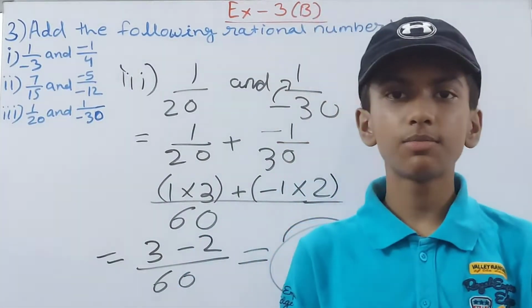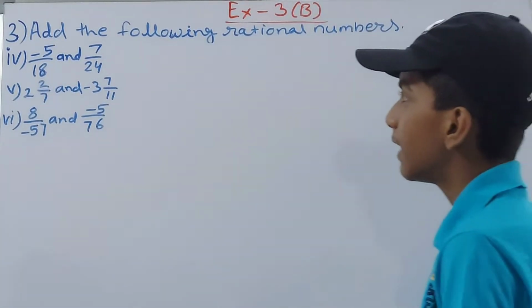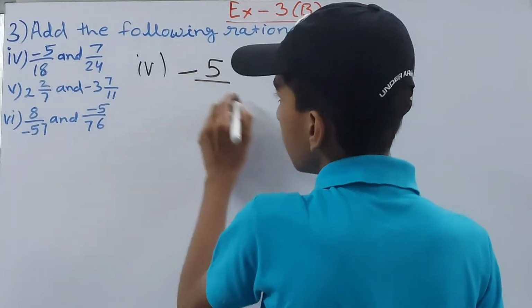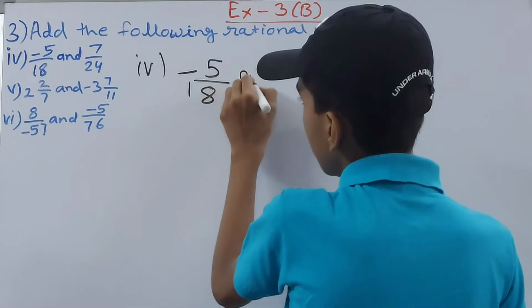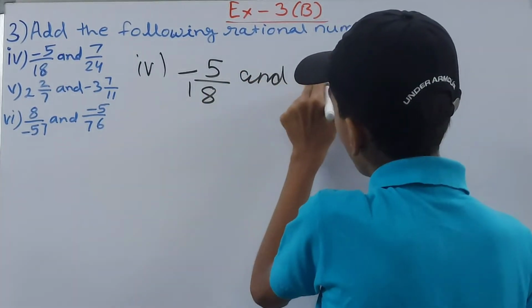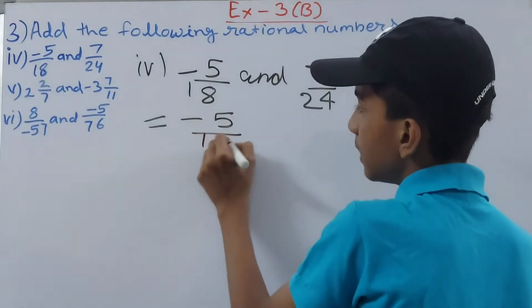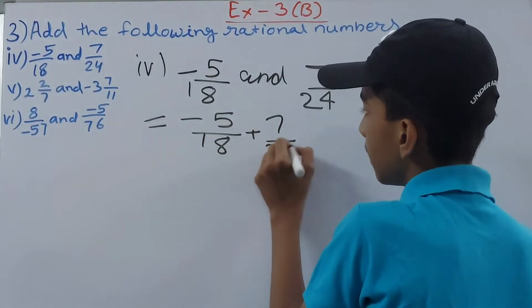Now let's move on to the next part. Okay, so next up, what do we have here? We have in the fourth part minus 5 upon 18, right, and 7 upon 24. Same thing, it's already in standard form, so write it like that, right?